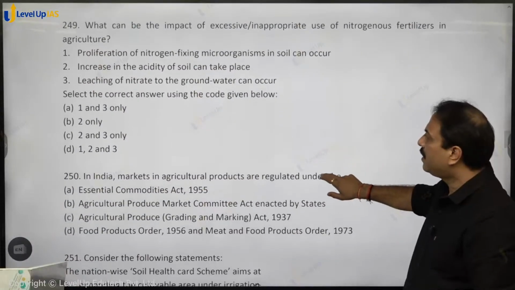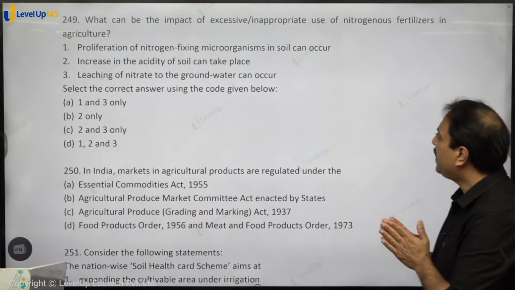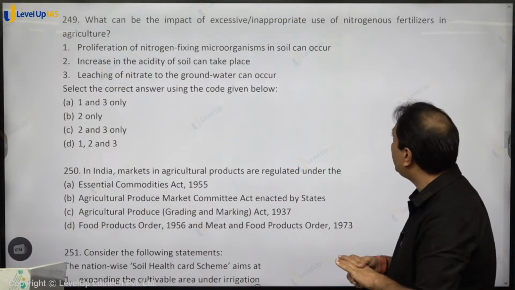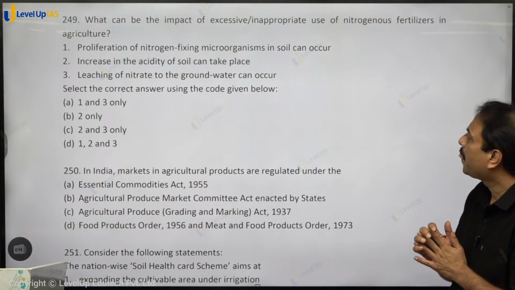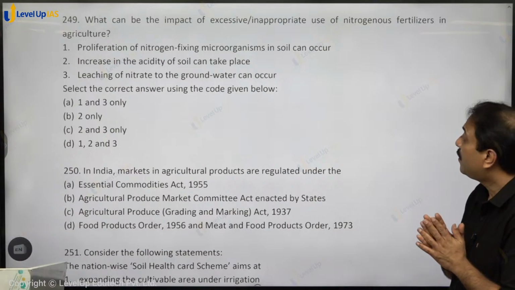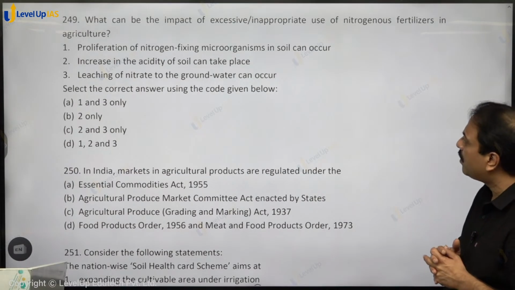Question number 249. What can be the impact of excessive inappropriate use of nitrogenous fertilizers in agriculture? Proliferation of nitrogen fixing microorganisms in soil can occur.